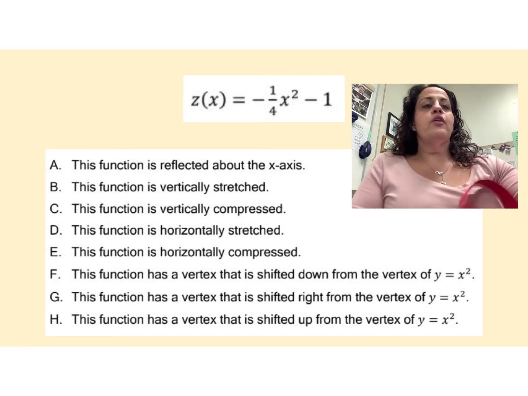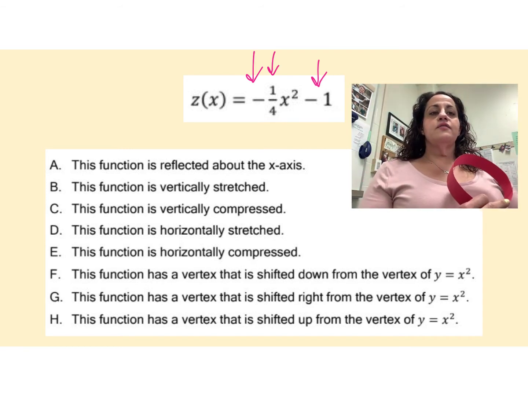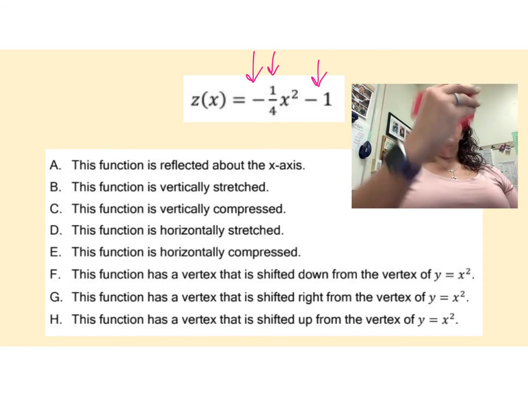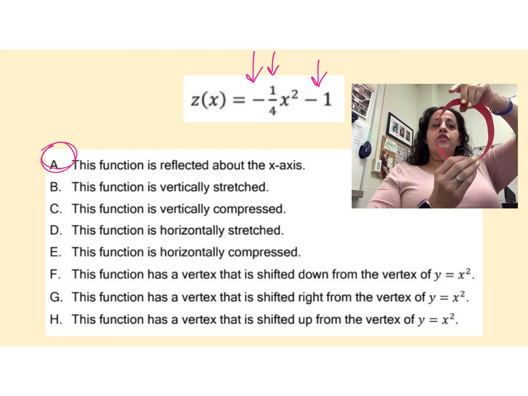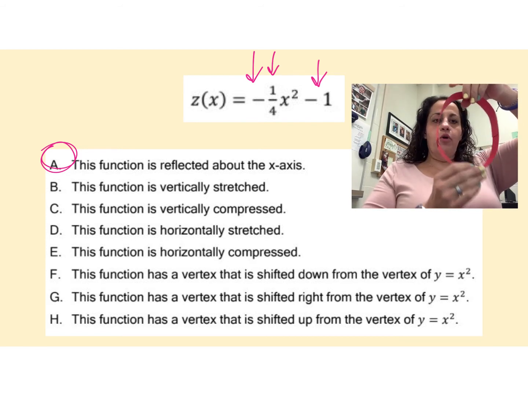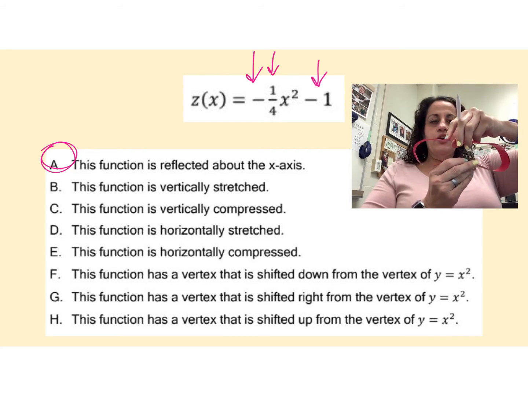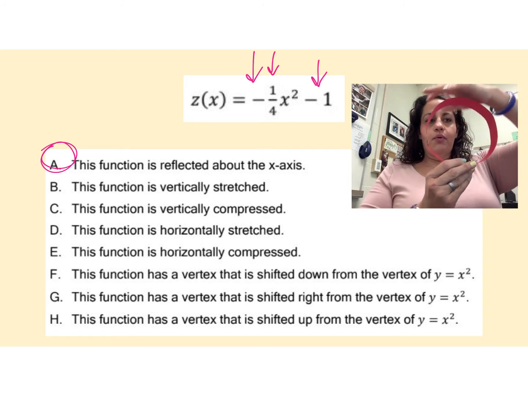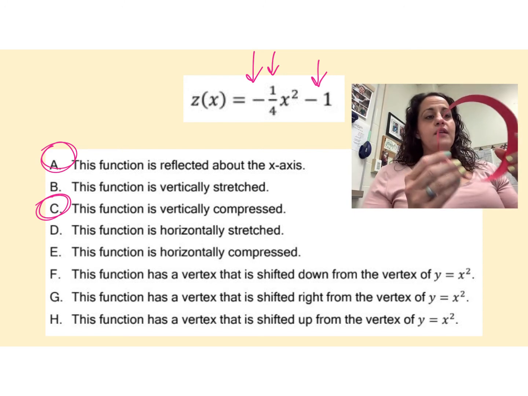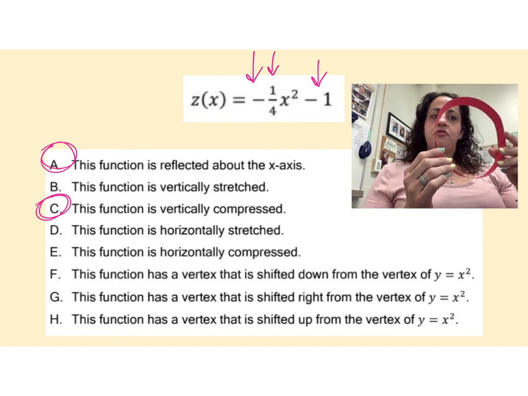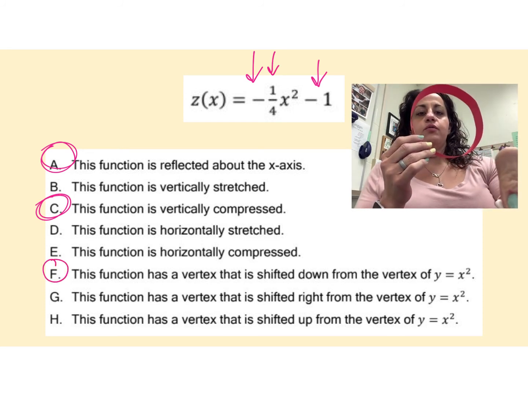All right, now we have a lot going on here. We actually have 3 things. First of all, the negative. It's outside the parentheses, it's vertical, so that means it's a reflection over the x-axis. Fair enough. 1/4 is outside the parentheses, so I'm holding it vertically, and it's less than 1, so that means it's going to be getting wider. So it's a vertical compression to make that parabola wider. Last but not least, -1, outside of the parentheses, vertical again, so we're talking up and down. It's exactly what you think, so it's going to be a shift down.